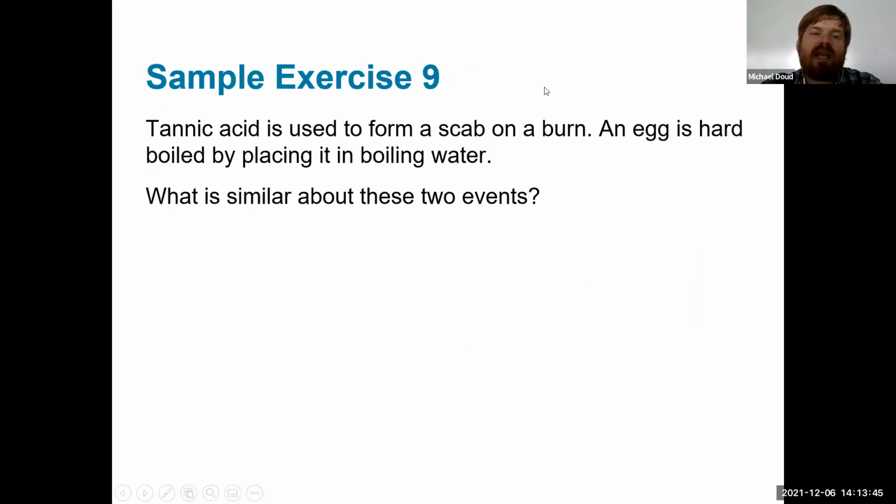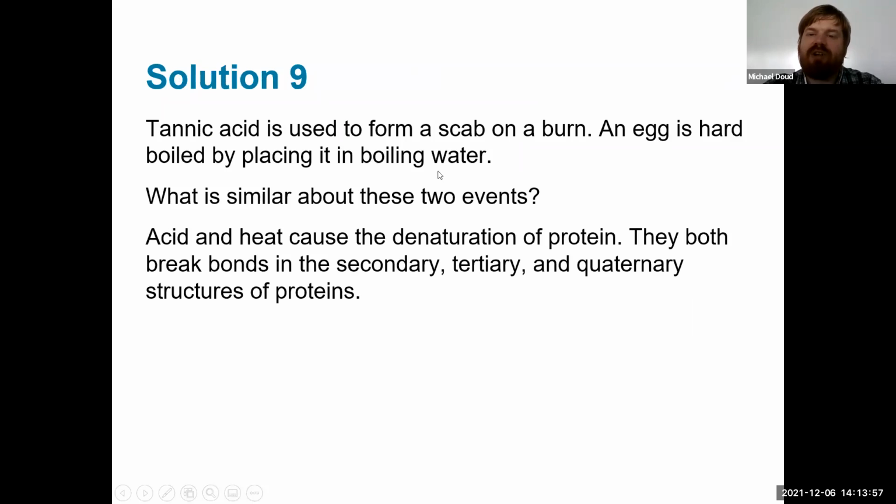Okay, here we go. Tannic acid is used to form a scab on a burn. An egg is hard boiled by placing it in boiling water. What is similar about these 2 events? Both of them involve the denaturation of a protein. So the egg starts as like a soft protein, right? Ends up being hard boiled because it's heated. Tannic acid forms a scab on a burn by denaturing the proteins involved in the skin or the burned skin.